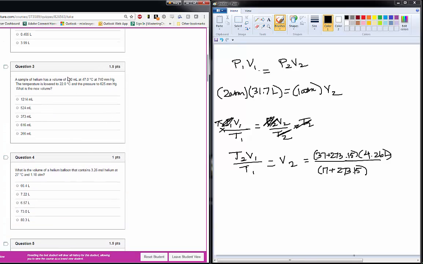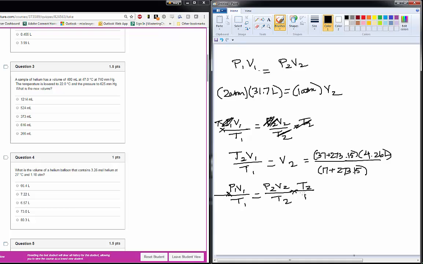Next, I have a sample of helium. I'm given this volume, this temperature, and this pressure. Now I change the temperature and I change the pressure and I want to know the new volume. Here's where I'm going to use the whole combined gas law. P1V1 over T1 equals P2V2 over T2. If I'm solving for volume, I'm going to multiply both sides by T2 over P2. By doing that, my T2 cancels, my P2 cancels, and I see that V2, which is what I'm looking for, is T2 P1 V1 over P2 T1.